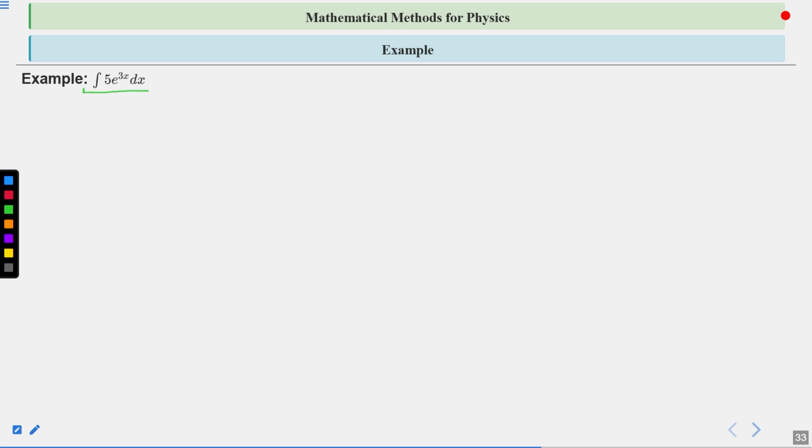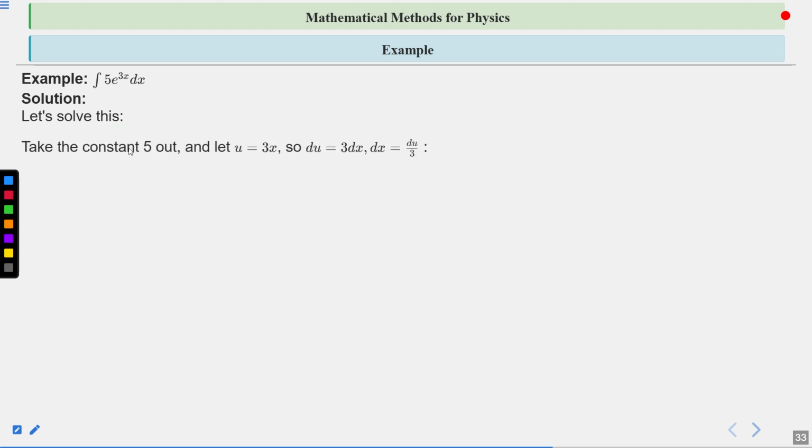Another example. Integration of 5 e raised to the power 3x dx is what? Solution. Let's solve this. Take the constant 5 out, and let u be equal to 3x. So the derivative of u is du equals 3 dx. So what is dx? dx is du divided by 3. Now substitute this in the above relation.